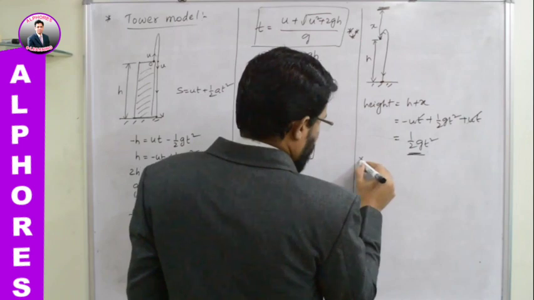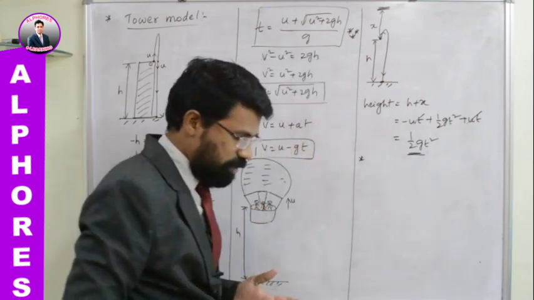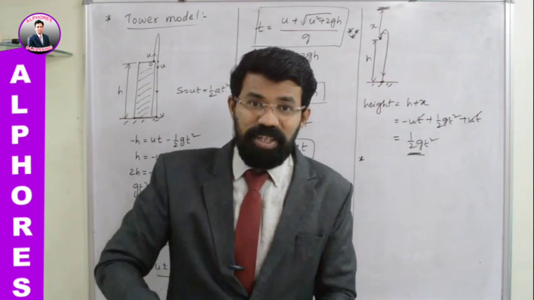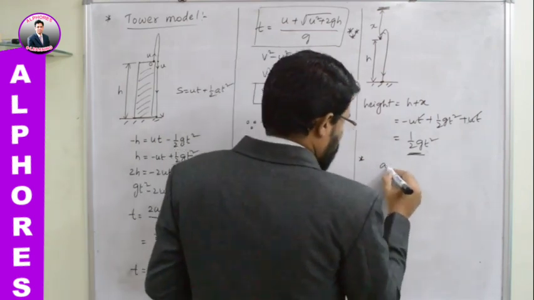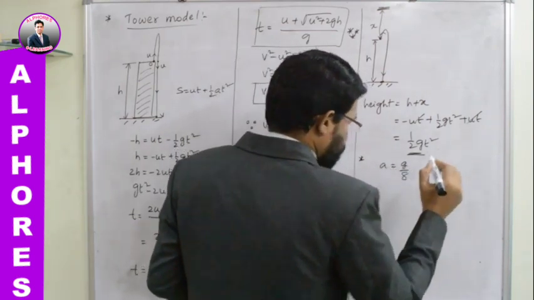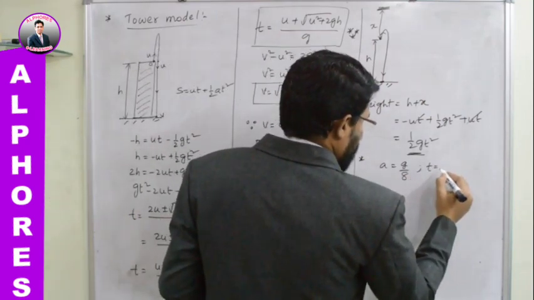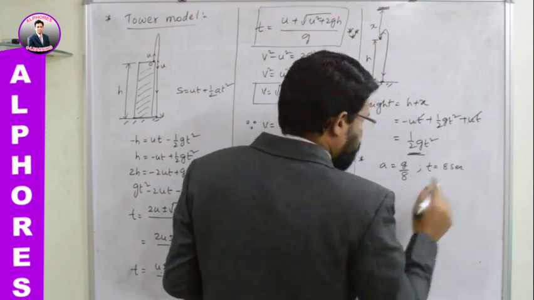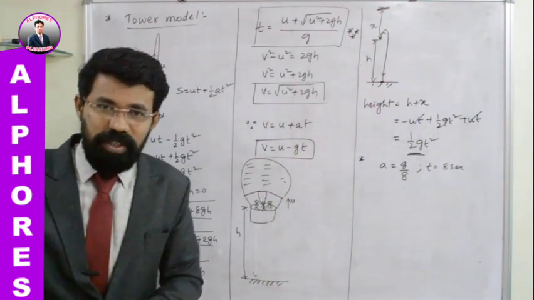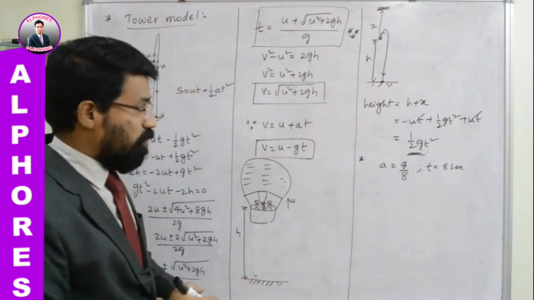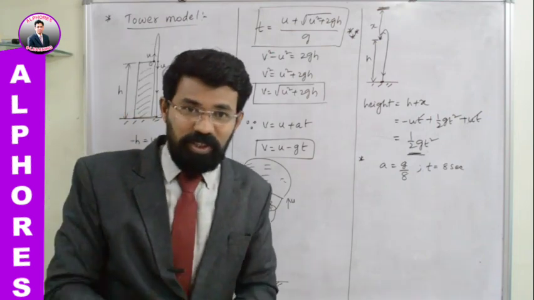I'll imagine that a hot air balloon is in accelerated motion. It is going in the upward direction with an acceleration a equal to g by 8. So after a time t equal to 8 seconds, let us say a coin is pushed from the hot air balloon. Let us try to find out the time of flight of the coin, or the time in which it strikes the ground.